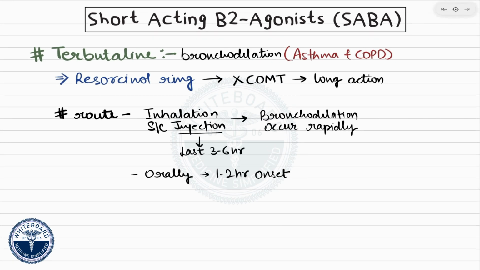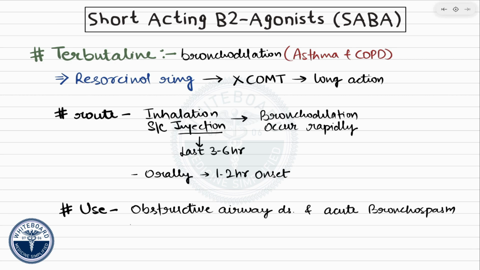Clinically, terbutaline is used for the long-term management of obstructive airway diseases, as well as for the rapid relief of acute bronchospasm. In addition, because it is available in parenteral form, it can also be used in the emergency treatment of status asthmaticus when rapid bronchodilation is required.